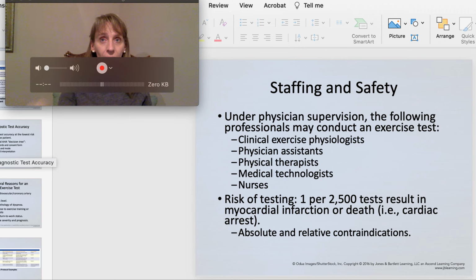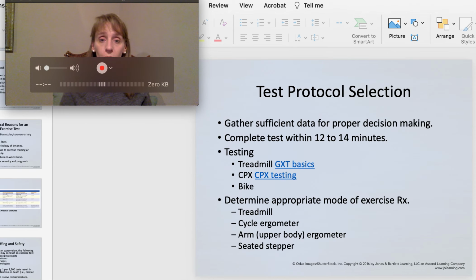So again, we have different contraindications we want to be aware of, the relative ones. Absolute, we're not going to run the test. Relative, we want to be on our toes watching for those. Okay, so test protocol selection. We're going to gather all the data, decide what test we're doing. You can do an exercise test on a treadmill. You can do it on a bike, right? Usually, those are your two common ones.